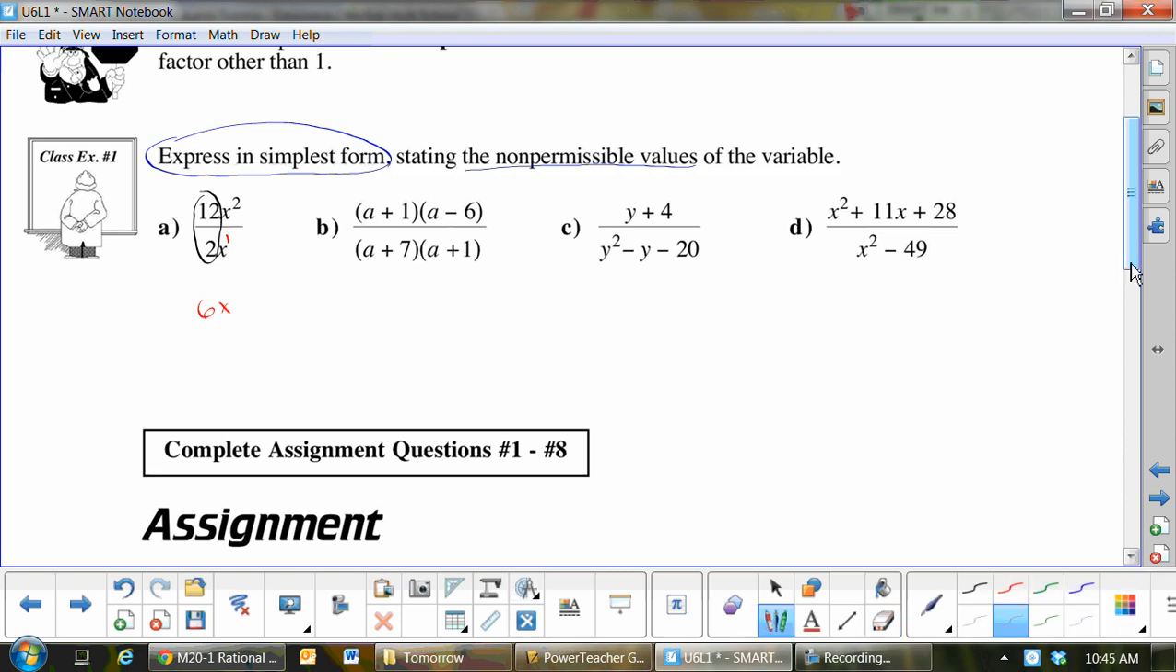Now, if I just came up to you and said, hey, 6x, what are the non-permissible values? Are there any? 6x. Now, on 6x, there isn't any non-permissible. There's no x in the bottom. Okay? I'm not looking for any non-permissible values. But if I gave you 12x squared over 2x, now that does equal 6x. Except, A, the way it is now, what would have been bad here? 0. See there, x cannot equal 0, right? So the answer is 6x, and x cannot equal 0.